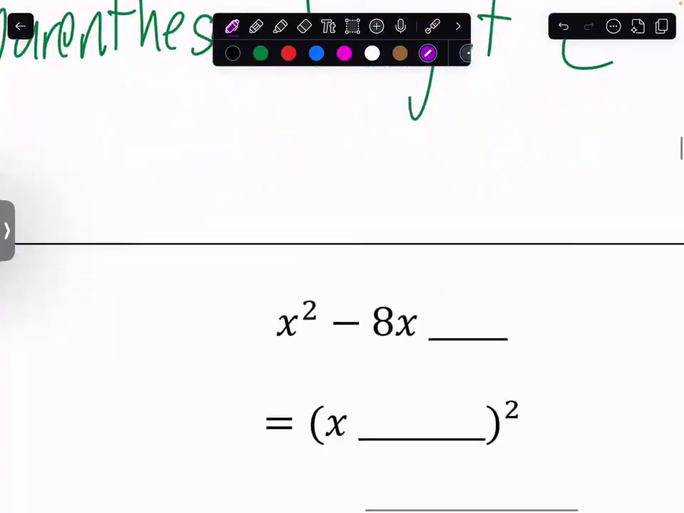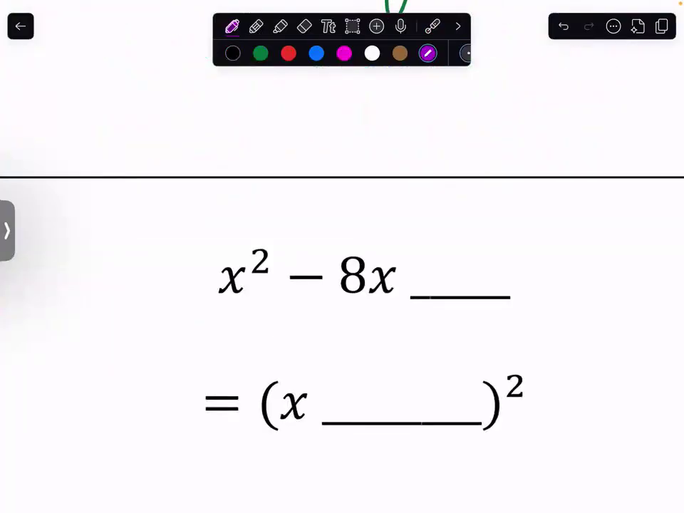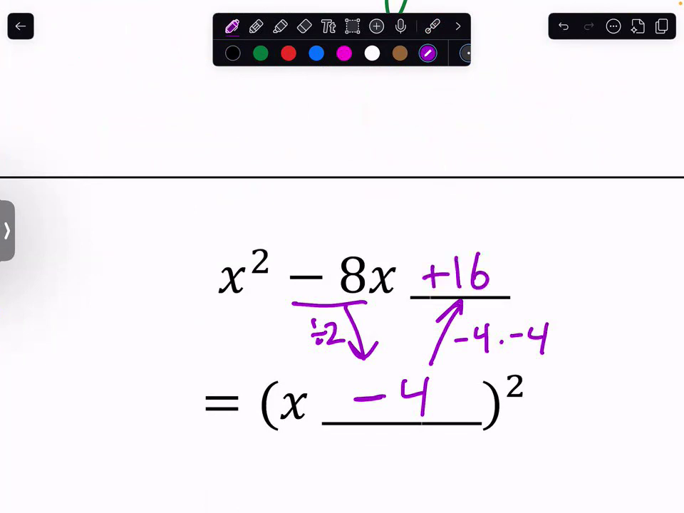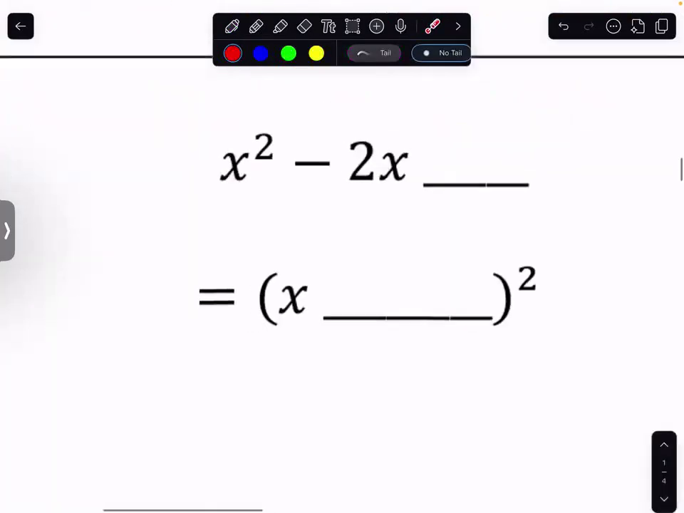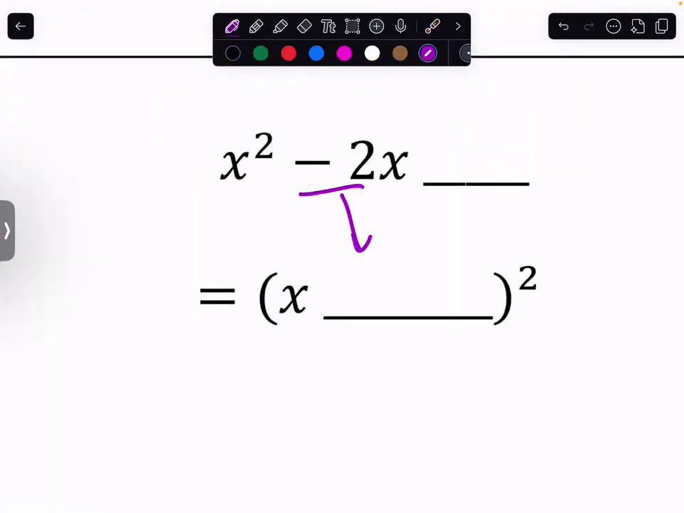Okay, so for this problem, we would divide the negative 8 by 2. So down in the parentheses is negative 4. And then we take that negative 4 times itself. Negative times negative is positive, so I want to write plus 16 over here. Make sure you do put the plus sign. Don't just write the number. You need the symbol between them. Over here, you would divide negative 2 by 2 to get minus 1. And then you take that minus 1 times itself to get plus 1.